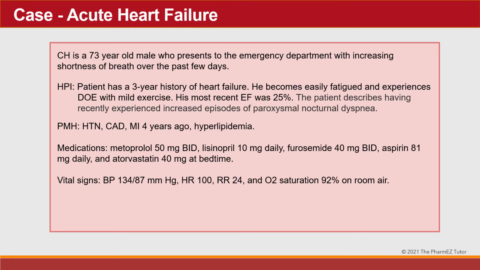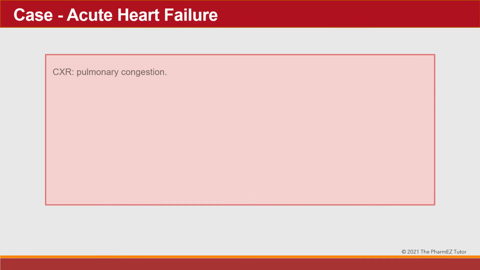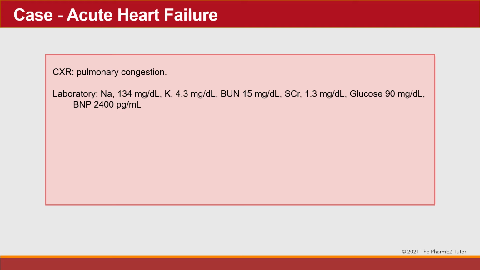His vital signs show a blood pressure of 134/87, a heart rate of 100, respiratory rate of 24, and O2 sat of 92% on room air. His physical examination revealed jugular venous distension of 10 centimeters, bilateral rales and wheezes, hepatomegaly, and bilateral 3+ pitting edema. Chest X-ray shows pulmonary congestion. Laboratories were non-remarkable with the exception of a BNP of 2400 picograms per ml.